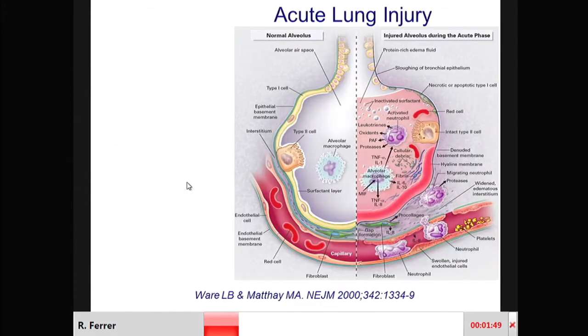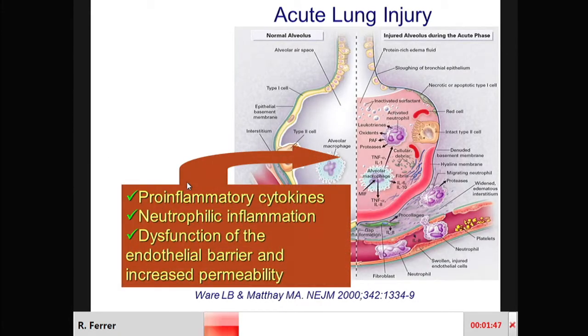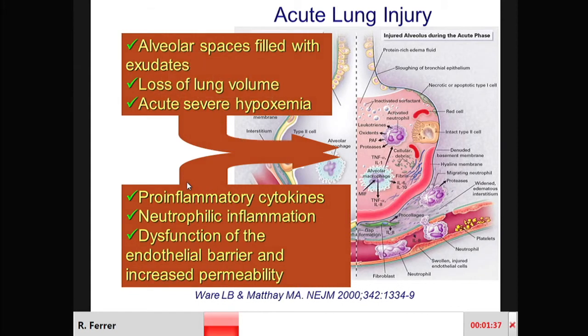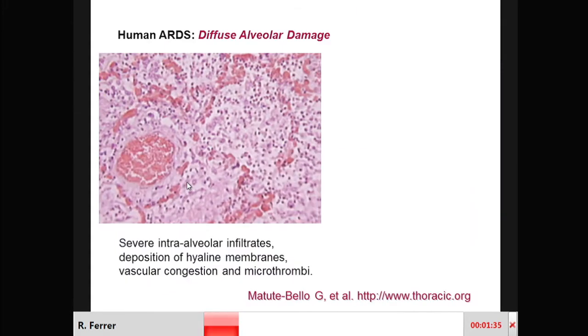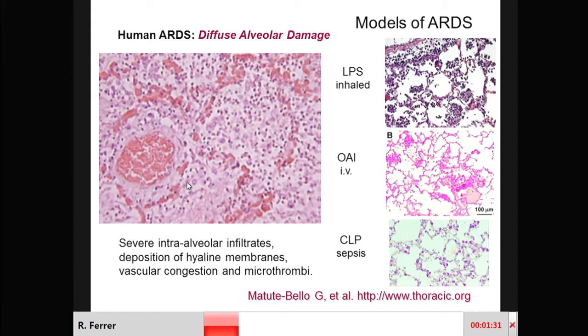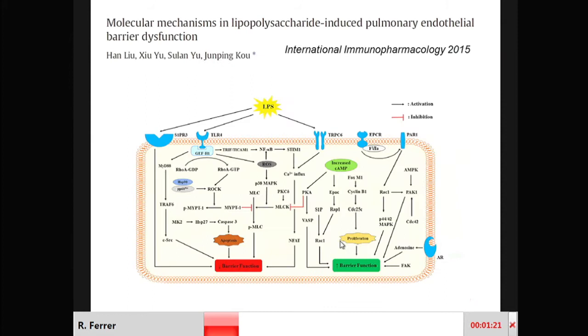Acute kidney injury and RDS, again, we are going to see exactly the same phenomena. We are going to have pro-inflammatory cytokines, neutrophilic inflammation, and dysfunction of the endothelial barrier with increasing permeability. This can be shown in animal models, either because of a direct effect of LPS in the lung, or because of a systemic effect of LPS with models of abdominal sepsis.